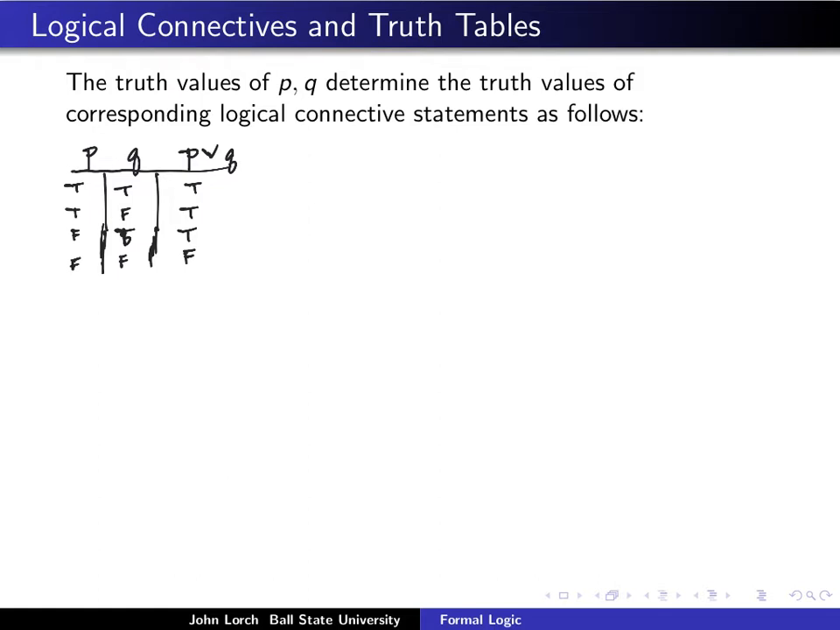So why don't we also then look at P and Q. In fact, maybe we should just extend this table here. So let's look at P and Q. So for P and Q, for that to be true, we want both P and Q to be true. And the only way that happens is in this first instance, right, where both P and Q are true. Everywhere else, at least one of P and Q is false. So the corresponding and statement will be false as well.